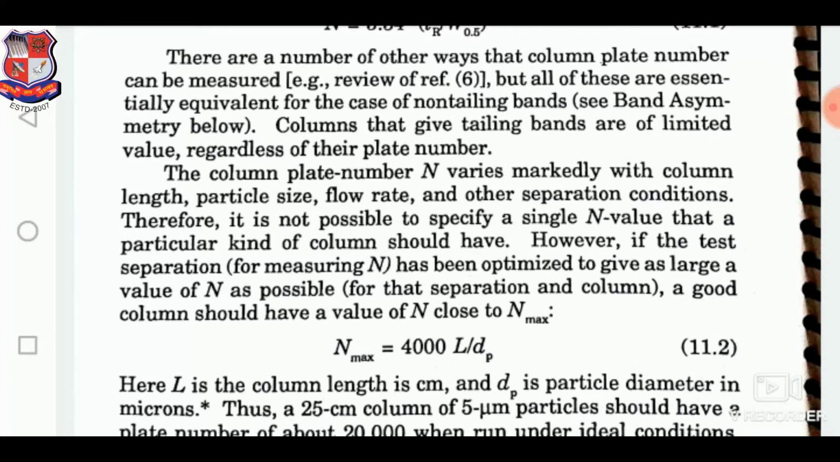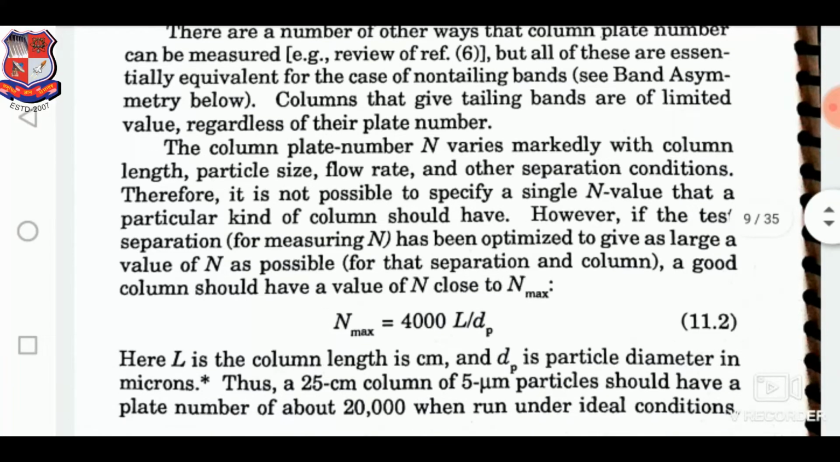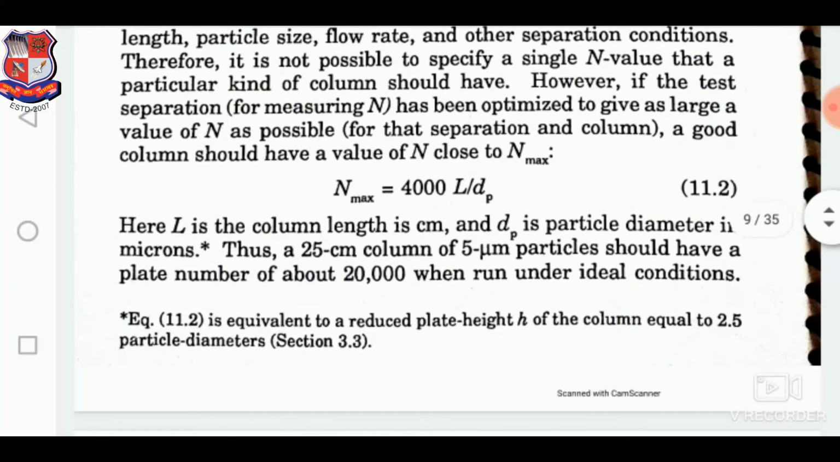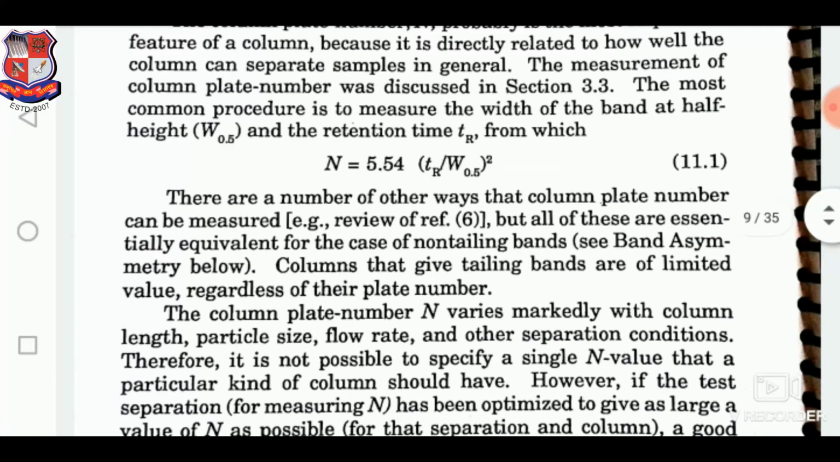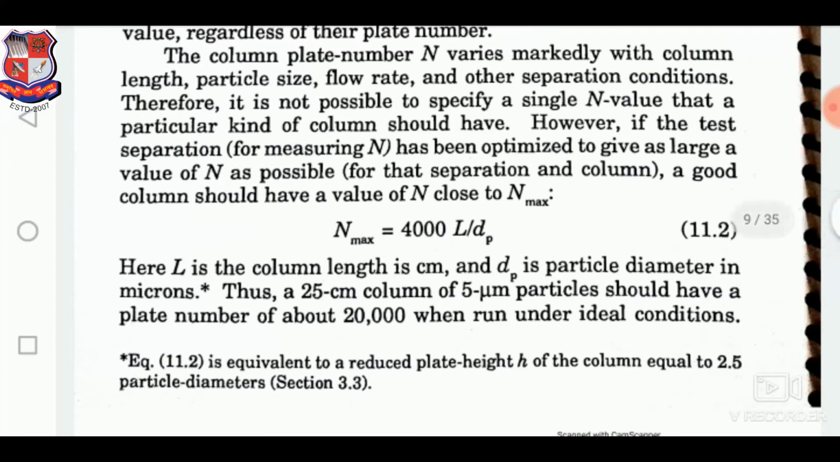Okay, so plate number N varies markedly with column length, particle size, flow rate, and other separation conditions. Therefore, it is not possible to specify a single N value that a particular kind of column should have. However, if the test separation for measuring N has been optimized to use as large a value of N as possible, a good column should have a value of N close to N maximum. So this is a condition. Calculate the plate number from this equation N, and after that we can calculate the N maximum.